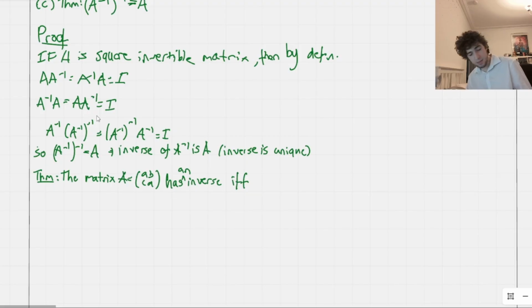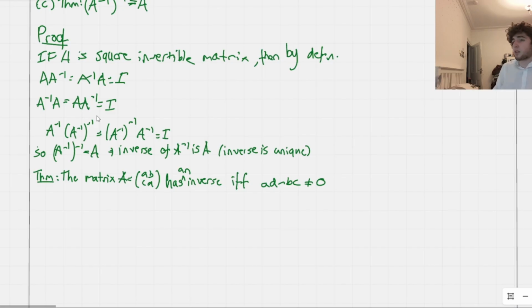Effectively, AD minus BC is not equal to 0. This quantity AD minus BC you may be familiar with. We typically refer to it as the determinant of our 2 by 2 matrix. From A level, probably further maths, you've heard that term before, the determinant of a matrix. That's what AD minus BC is.